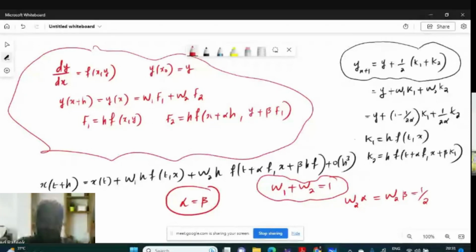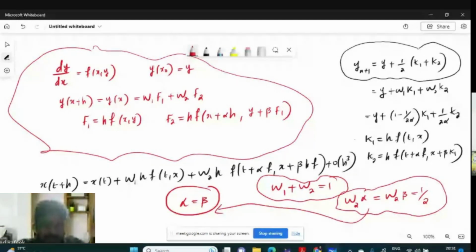First option: w1 plus w2 is equal to 1 only, and alpha equal to beta equal to 1. Correct. The 3 conditions are satisfied. From this you can see that alpha should be equal to beta. Option A is correct. Option B is incorrect, w1 plus w2 is getting 3. C: w1 plus w2 is equal to 1 only, plus alpha beta equal to 3 by 4. Correct. Option C is also correct.